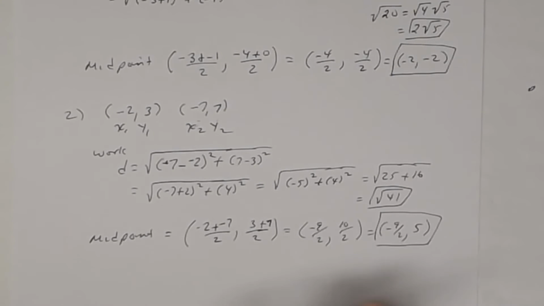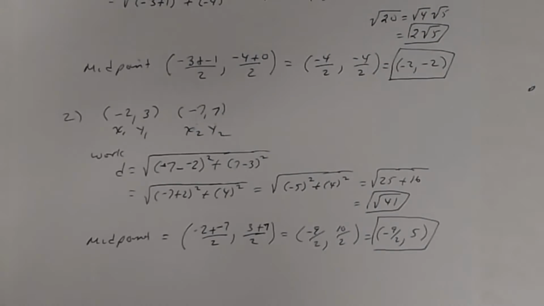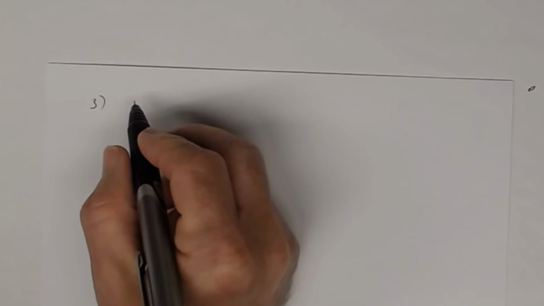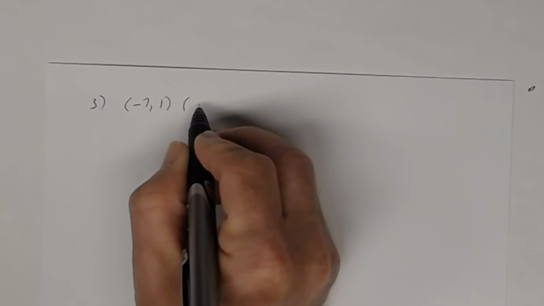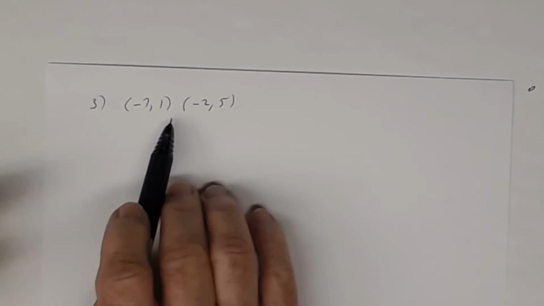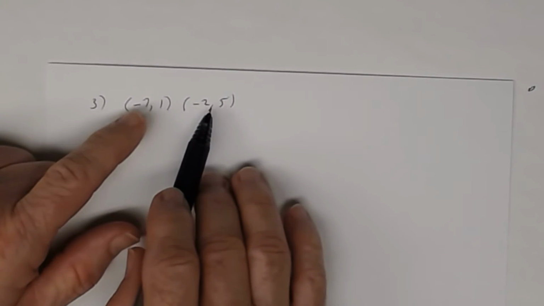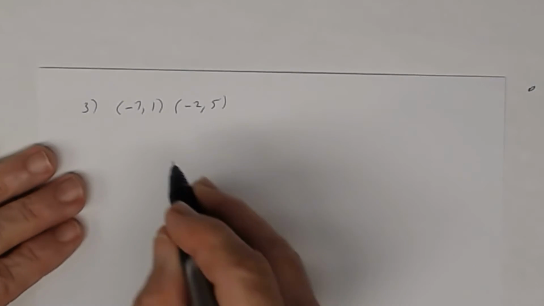Number 3. So this is number 3. All right, so let's see. We have negative 7, 1, and the other endpoint is negative 2, 5. I want to find the distance between those 2 points. I want to find the distance of the segment that contains those points as endpoints.